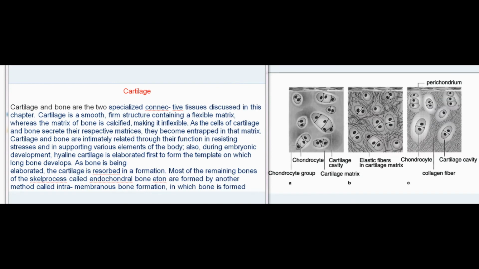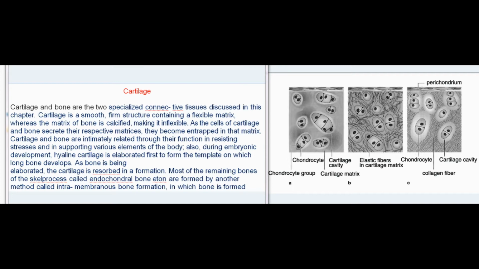Cartilage and bone are the two specialized connective tissues discussed in this chapter. Cartilage is a smooth, firm structure containing a flexible matrix, whereas the matrix of bone is calcified, making it inflexible. As the cells of cartilage and bone secrete their respective matrices, they become entrapped in that matrix. Cartilage and bone are intimately related through their function in resisting stresses and in supporting various elements of the body.